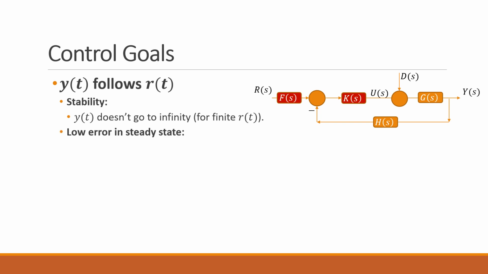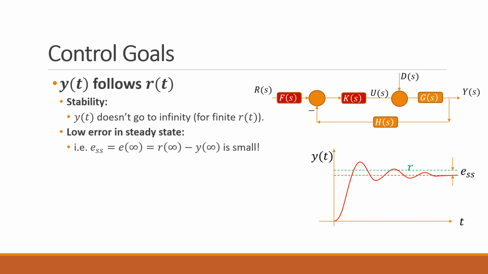The next thing we can hope for is that even though Y of t may not be equal to R of t at all the times, at least eventually it should follow it. We call this goal the low steady state error. Consider this graph. Let's say the red curve is Y of t, and let's say the green dashed line is the R of t. The Y of t starts from 0, but at least eventually it should come close to R of t. The error E is the reference R minus the output Y, and we want this to be small. This low error specification typically boils down to constraints on the DC gain of the controller, or having 1 over S in the controller, i.e. having integrators in the controller.